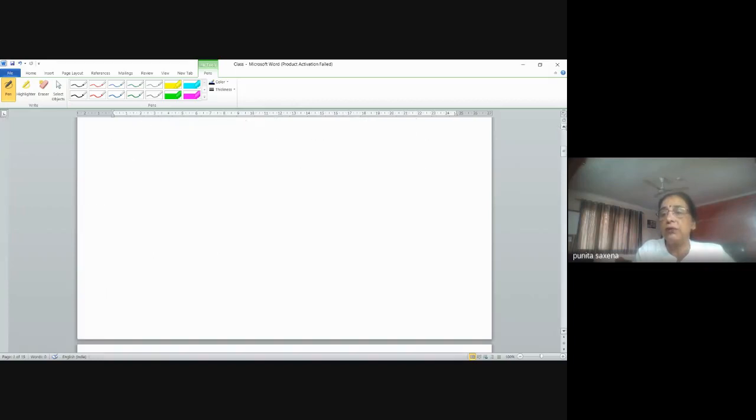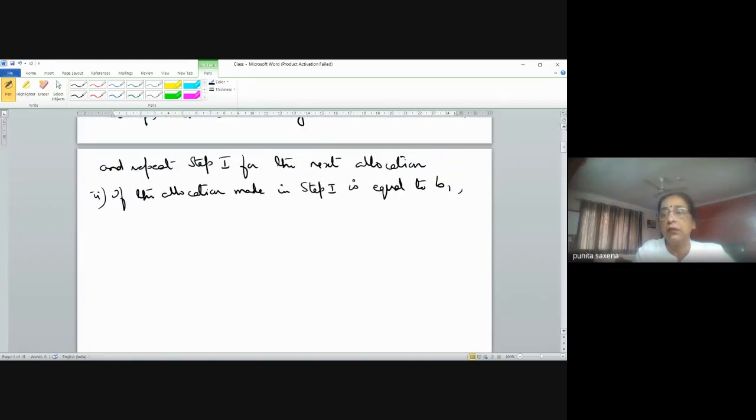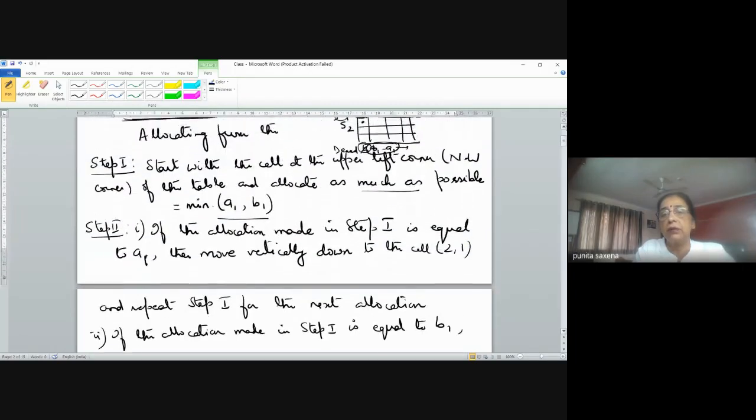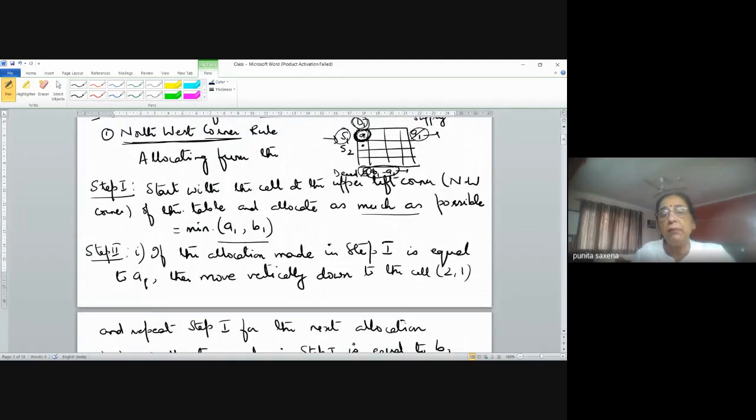I'm just going back to that table. It was a very small and rough table, but still, to make you understand. See, if I make the allocation equal to B1, that means the demand of the first destination is fulfilled, but A1 minus B1 amount would still be left with the first supplier. So the first supplier has not exhausted its supplies, but it cannot give anything more to D1, right? So what we'll do is move horizontally.